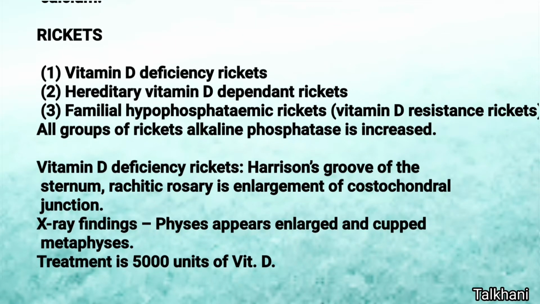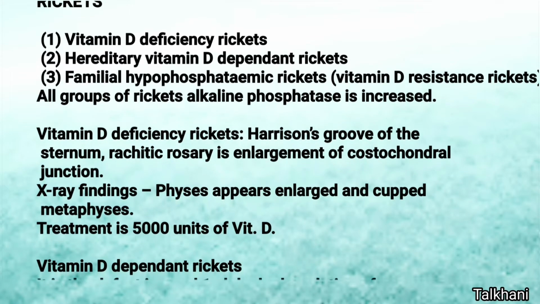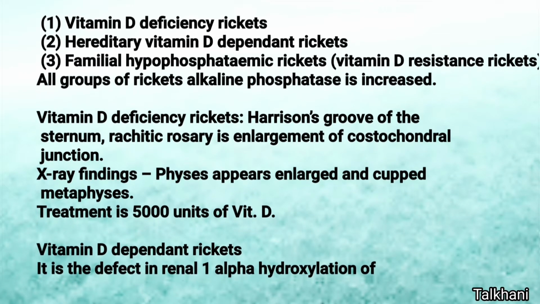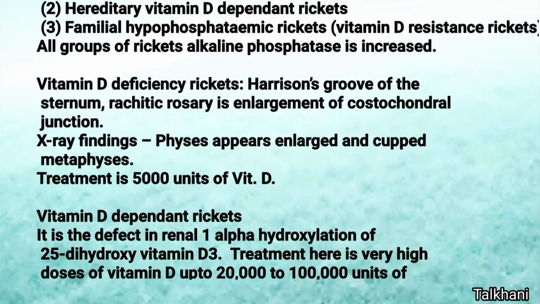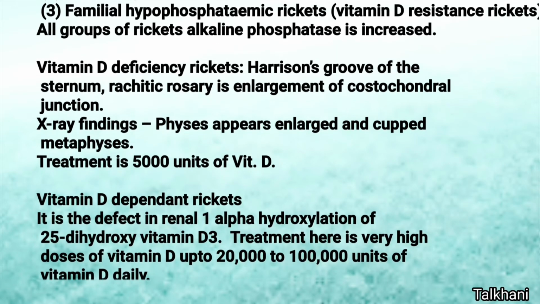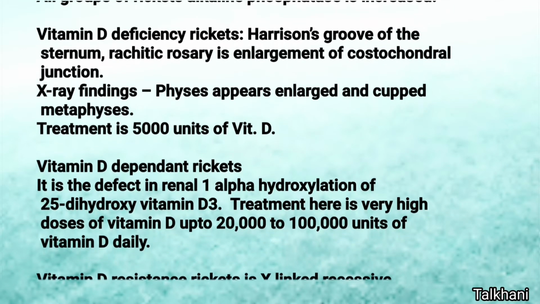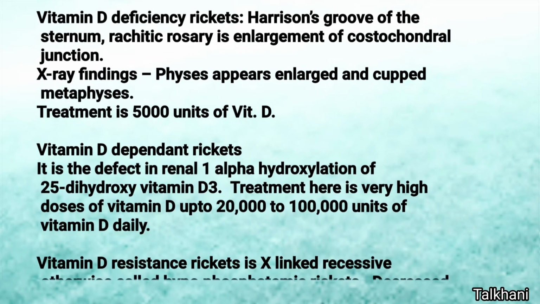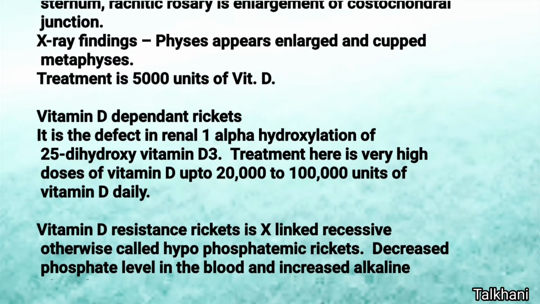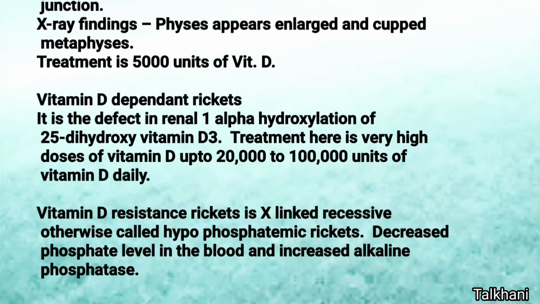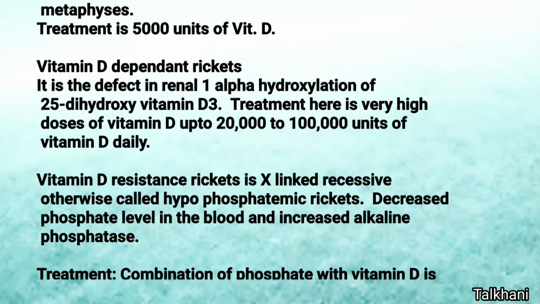Vitamin D resistant rickets is X-linked recessive disorder and also called hypophosphatemic rickets. Decreased phosphate level in the blood and increased alkaline phosphatase is a feature here. Combination of phosphate with vitamin D is the treatment of choice in this condition. Hypophosphatasia is an autosomal recessive condition where there is low alkaline phosphatase in the blood with typical features of rickets, but alkaline phosphatase is low. No satisfactory treatment for this condition is yet available.